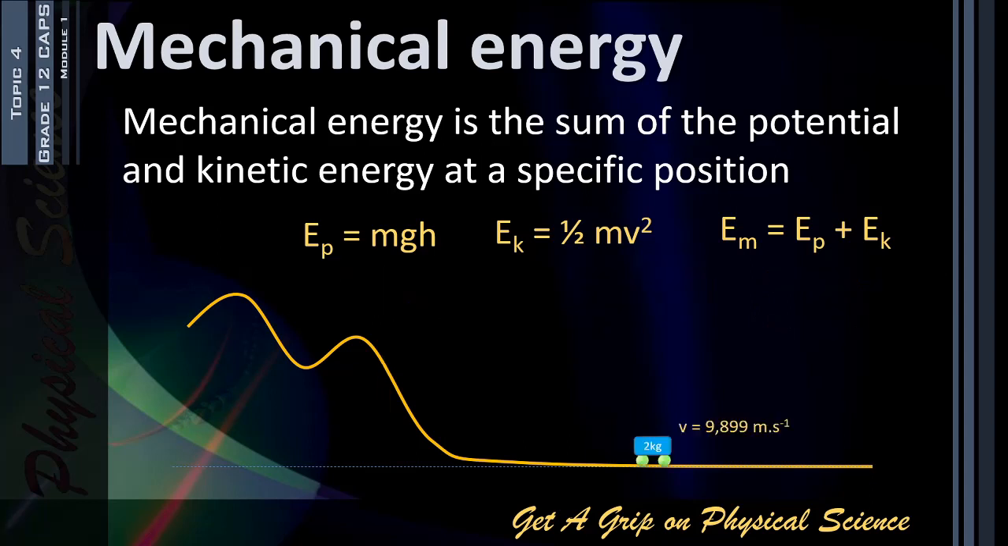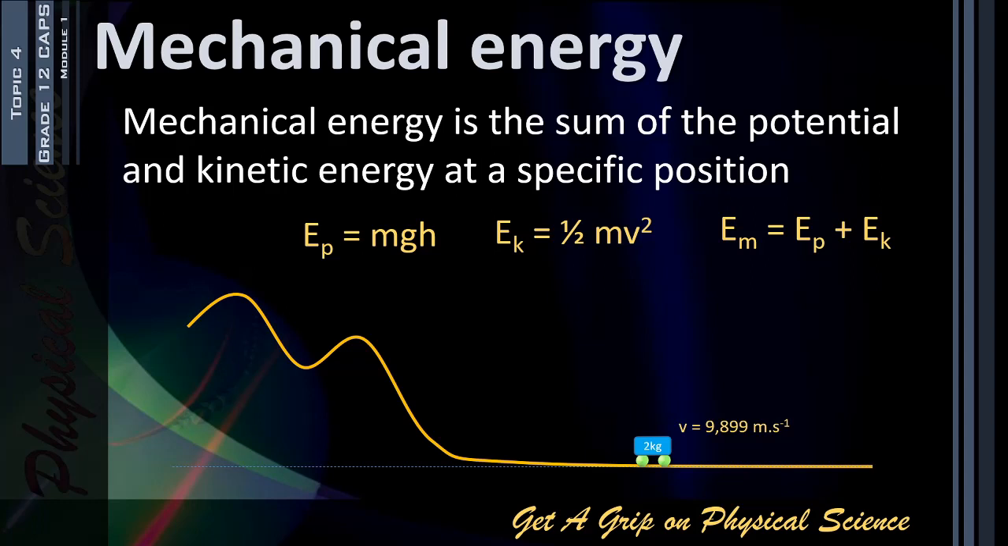So if we consider the trolley at the bottom of the track, the potential energy of this trolley should be zero because it doesn't have a height anymore. But the kinetic energy should be at a maximum because all the potential energy that this trolley had at the beginning would have been converted into kinetic energy.